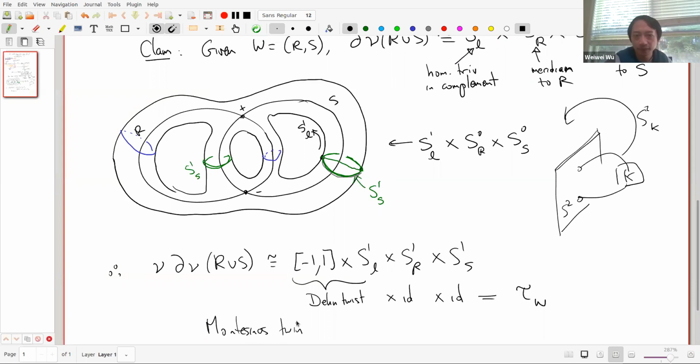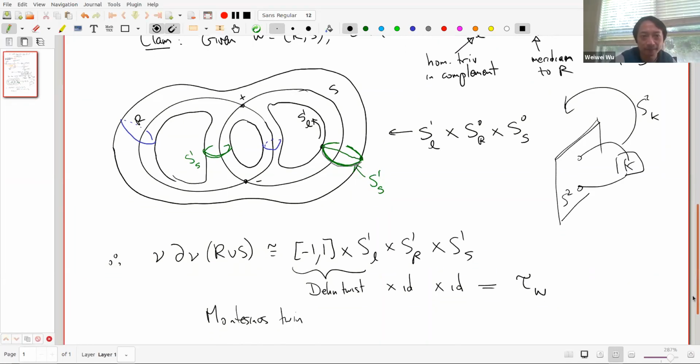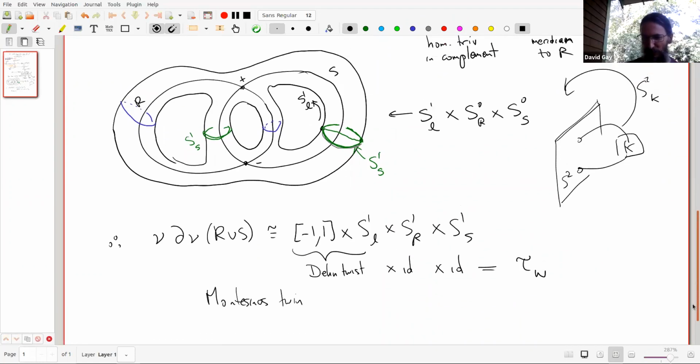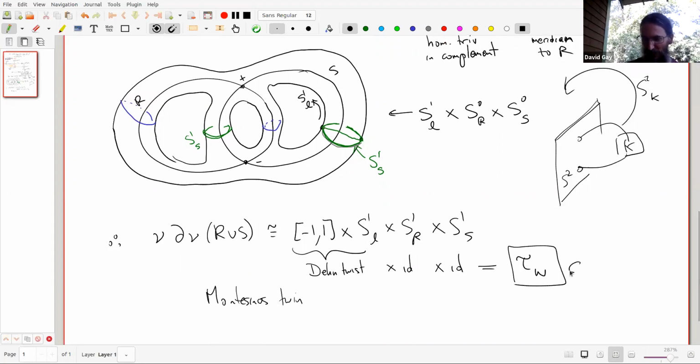Then it's correct, because one way you can find this out is to find an explicit model of a plumbing of two trivial disk bundles over S2 plumbed at 2 points with opposite intersection. Okay. So that's what the tau sub W is, which will be a well-defined element of pi 0 of Diff plus of S4.